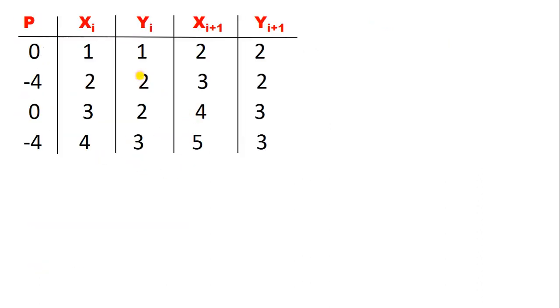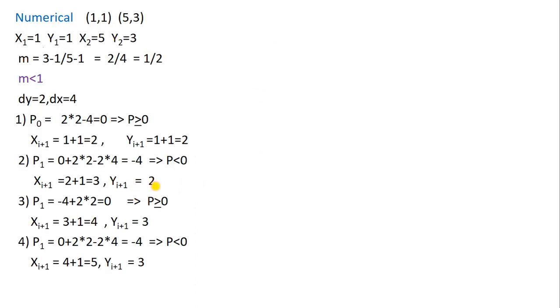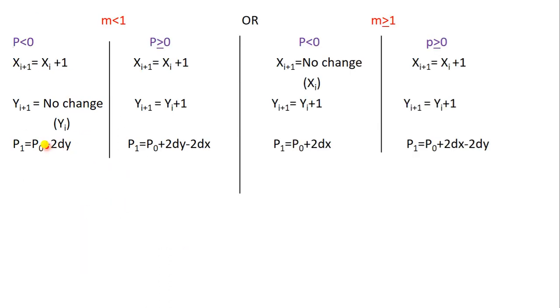So what is the value of yi? 2 is there, that I have put here, 2 in yi plus 1. So that only I have written here, yi plus 1 is 2. Okay. So after that we have to find out the decision parameter value.